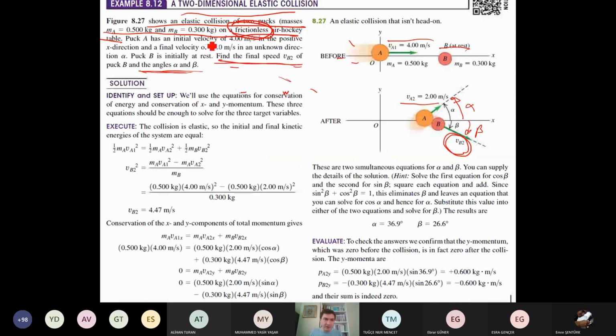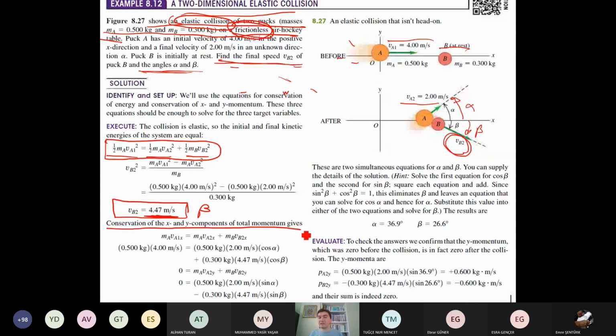So just apply conservation of kinetic energy: initial kinetic energy of the A puck equals final kinetic energy of the A puck plus final kinetic energy of the B puck. And this is the final velocity of the B puck. But this is only the magnitude. What about its direction? What about the beta angle? Okay. So in order to calculate this one, we have to continue, then apply conservation of momentum.